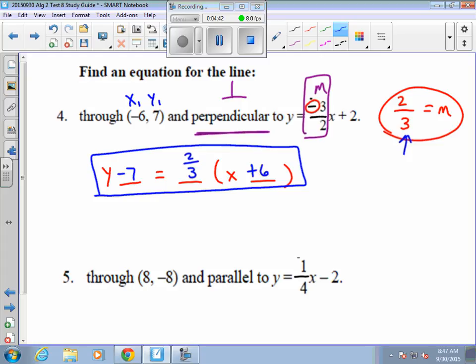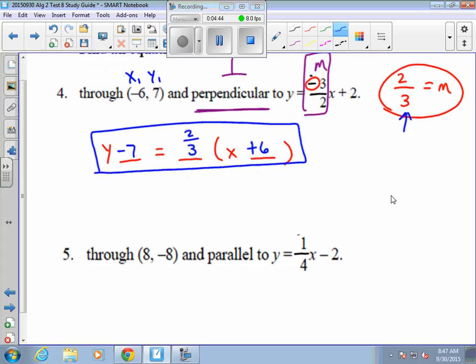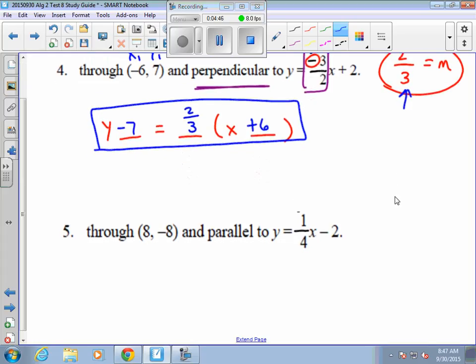Number 5, you're writing an equation through 8, negative 8, parallel to y equals 1 over 4x minus 2. Again, all we're interested in with this equation is its slope value, 1/4. The other one was perpendicular, so it was the negative reciprocal.